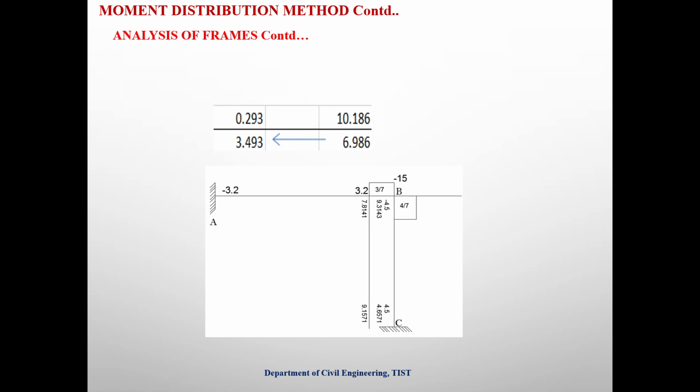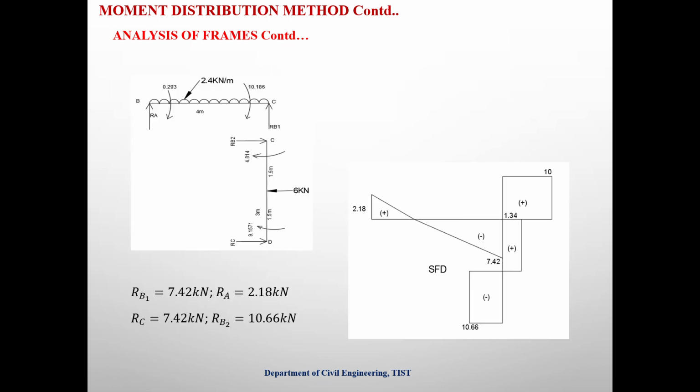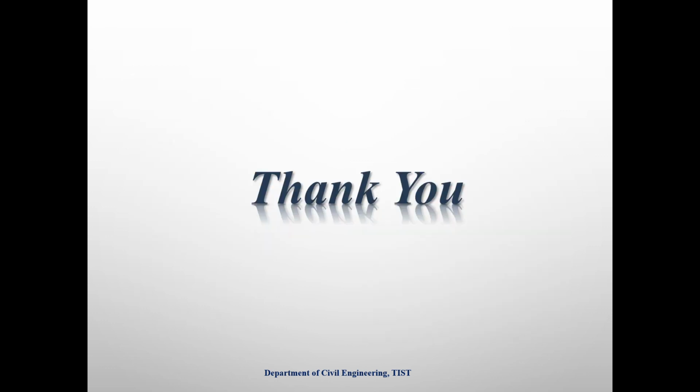So we have to consider the intermediate support. When we consider the intermediate support, we have to consider 3.2, minus 15 and minus 4.5. Then check whether the total moment is equal to 0 or not. If it is not equal to 0, we have to consider the negative sign, and 3 by 7th of that value will be here and 4 by 7th of that value will be here. Since the far end is fixed, there should be some carryover. Here also there should be some carryover. After this carryover, we have to find out the sum of the moments. Then we will get the final moments. After getting the final moments, we can draw the SFD as well as BMD. Thank you.